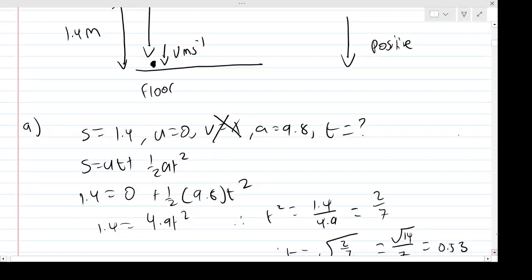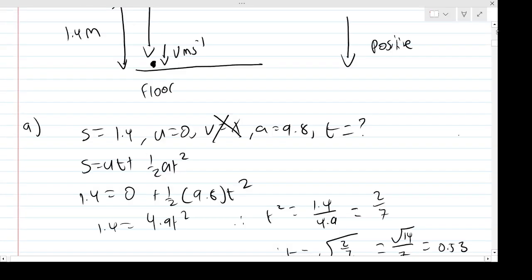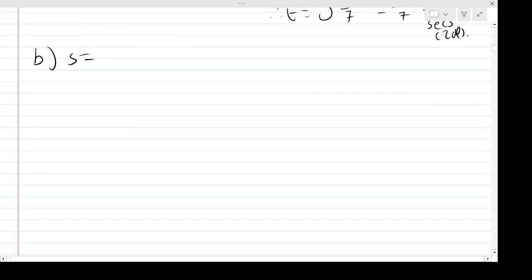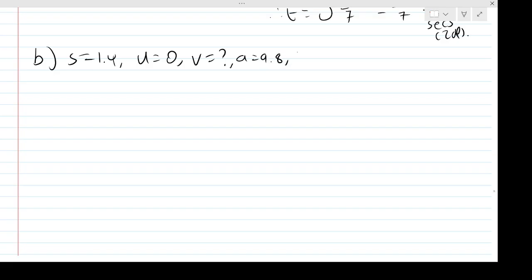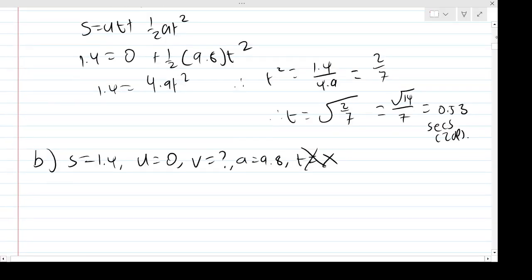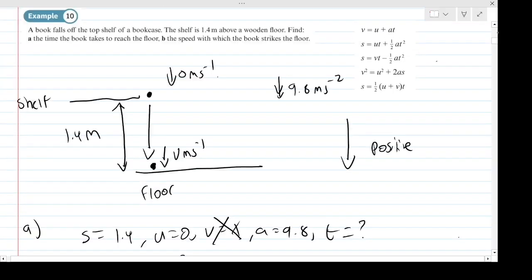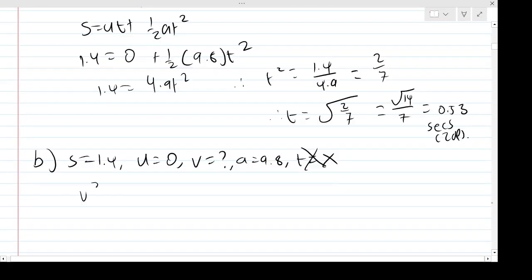Well, we're going to use that again. S, it's moved down by 1.4 meters. U, the initial velocity, is 0. V is what I care about, the final velocity when it hits the floor. A is 9.8, and T, I actually don't care about here. So which formula does not include T? This one here: V squared is U squared plus 2AS, right?